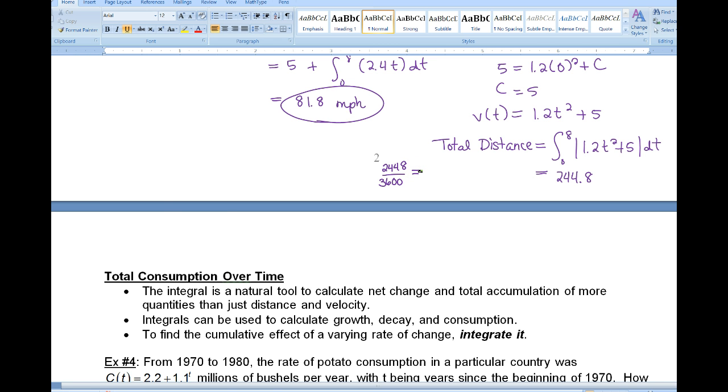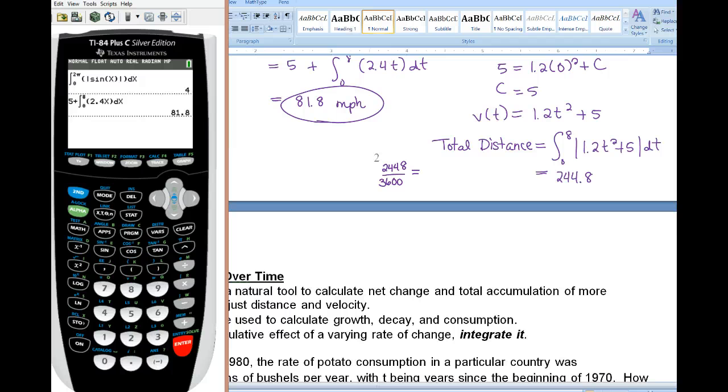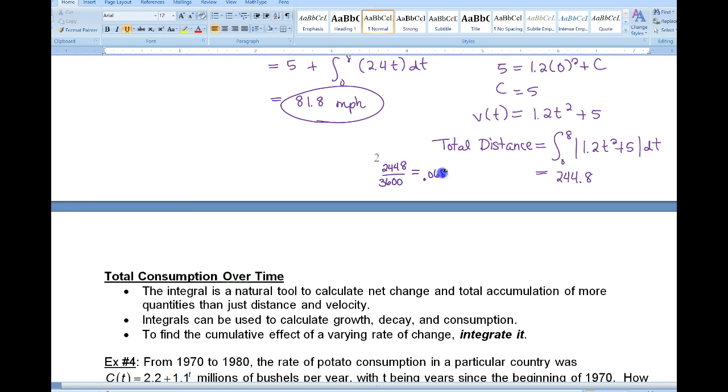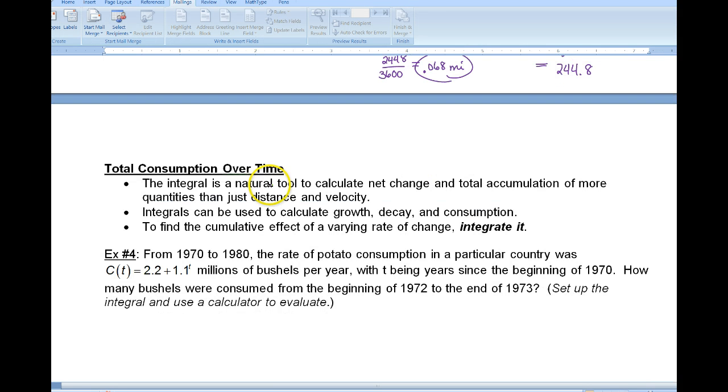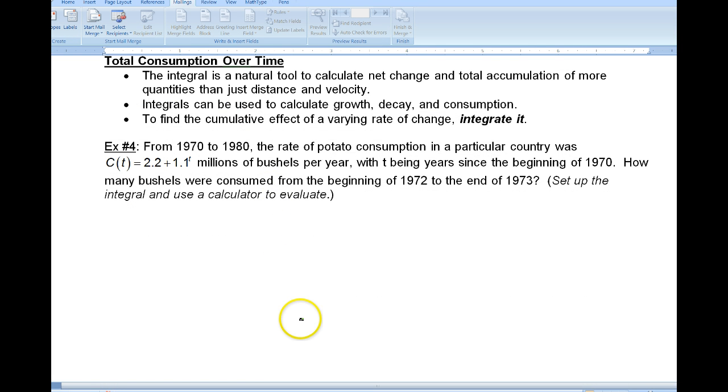And what do we get? 0.068. No, that's how many miles it is. And then if you wanted, you could change that into feet by multiplying. Okay? In 8 seconds, you're not going to go very far.